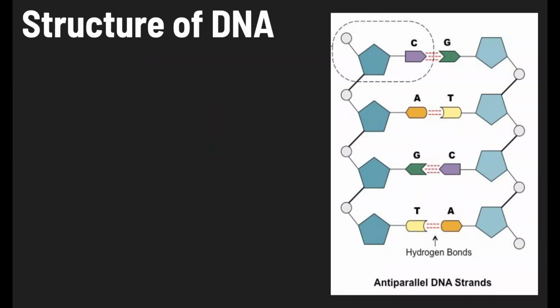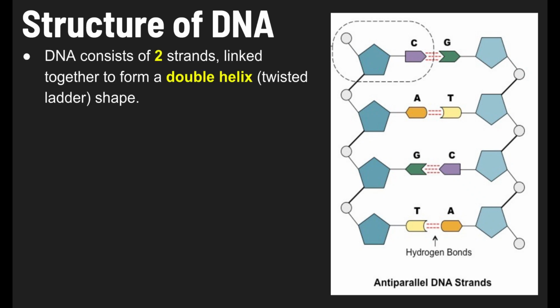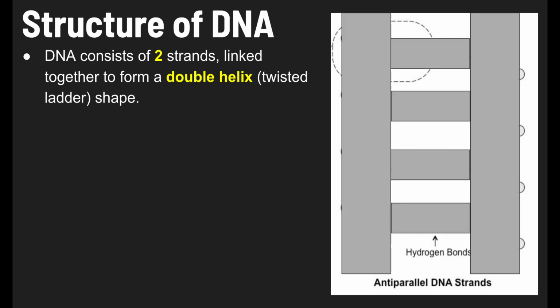Okay, now that we've talked about the structure of a nucleotide, remember nucleotides are made out of a phosphate, a sugar, and a base. We talked about the 2 different sugars, and we talked about the 5 different bases. Now we're going to talk about the structure of DNA. So DNA consists of 2 strands, and they're linked together to form a double helix. And a double helix is just a twisted ladder shape. So here, to help you visualize it, I've shown you what the ladder looks like.